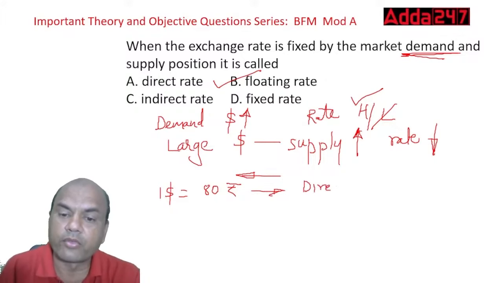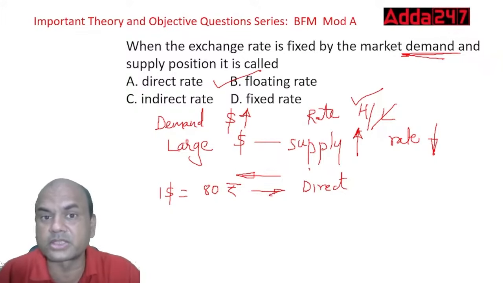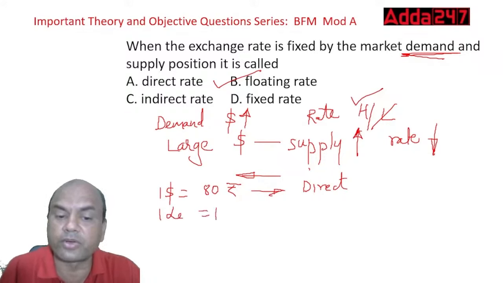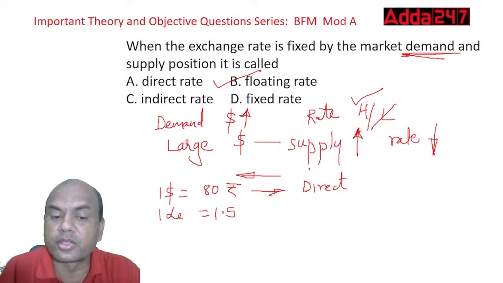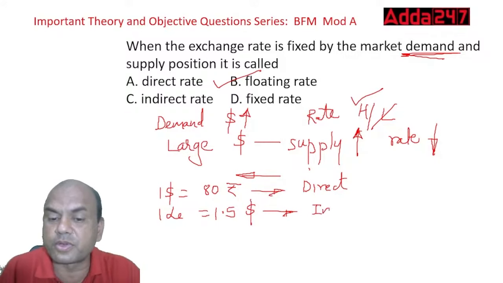Remember, the logic is simple. Your dollar is fixed and your rupee, the local currency, is fluctuating. It is called a direct rate. Indirect is the reverse. Suppose I give you £1 equals $1.5. Here the dollar is fluctuating, so this is called an indirect rate. When your dollar is fluctuating, it is called an indirect rate.